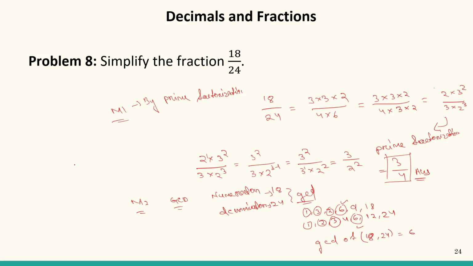Okay, so what we will do is we will divide 18 by 6 and 24 by 6. So what it will give us is 3 in the numerator, and in the denominator what we will get is 4. So you can see that we are getting the same answer, just using two different methods.